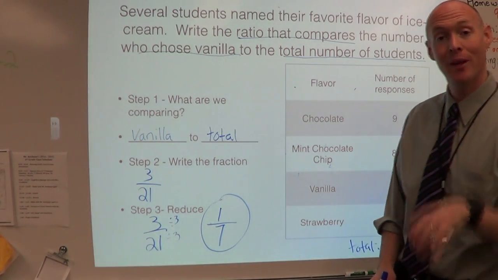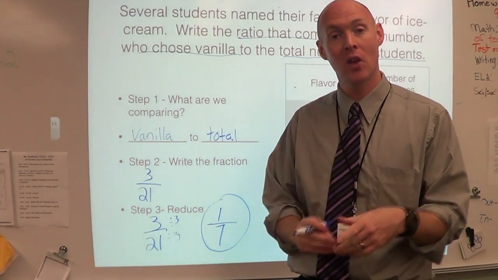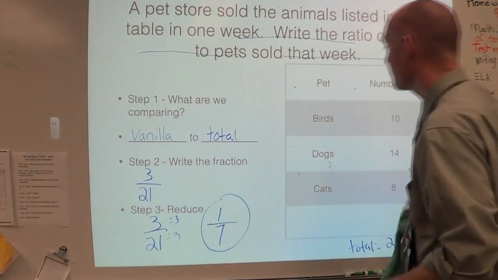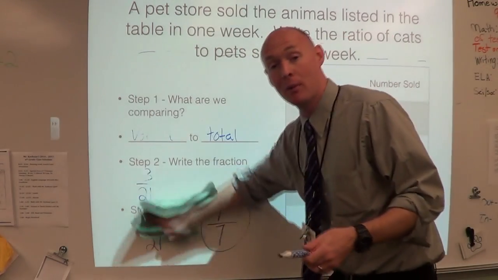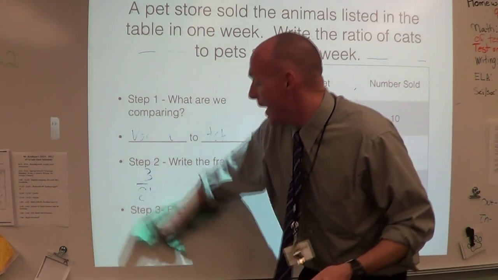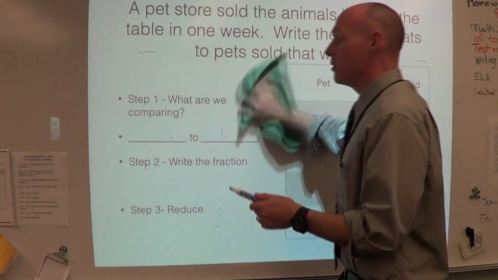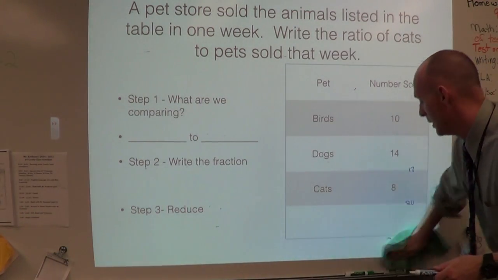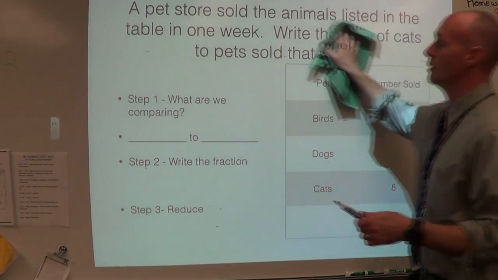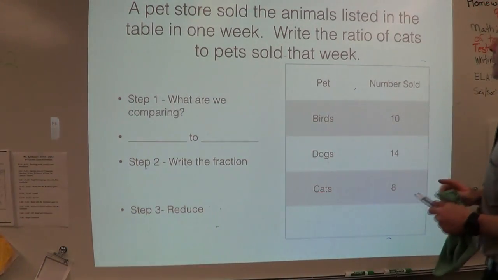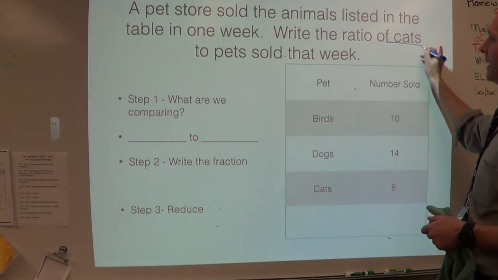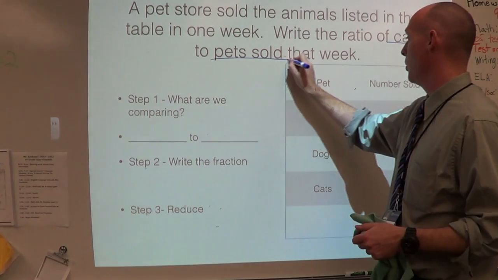Okay? I have a couple that I want you to try, and then bring them to class, and we'll start class with it tomorrow. Let me walk you through it. All right, here I have a similar problem to what we just did, except instead of ice cream, we're just talking about pets in a pet store. So, a pet store sold animals listed in the table in 1 week. Write the ratio of cats to pets sold that week.